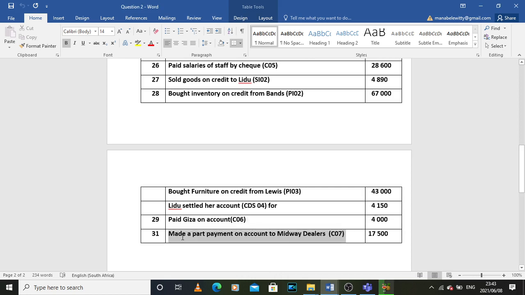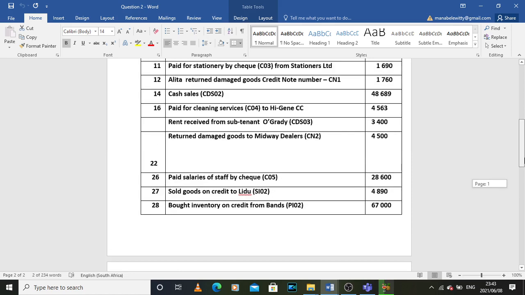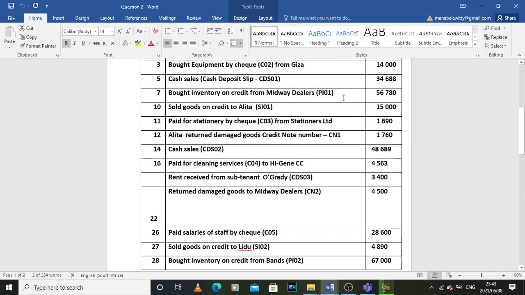Made part payment on account of Midway. We are paying Midway because we bought something from Midway on credit somewhere here. So we won't calculate that, because we did calculate that here. Now we are paying a part.